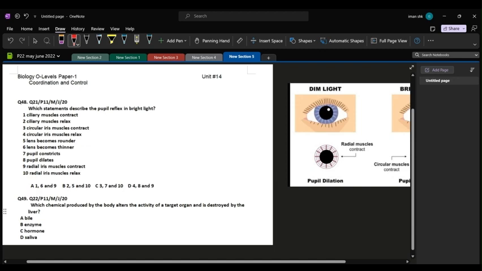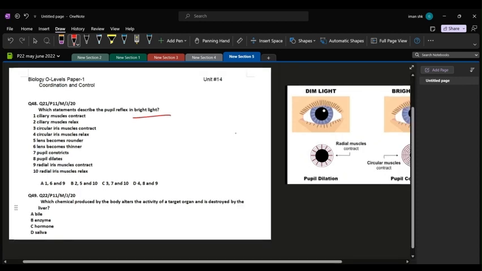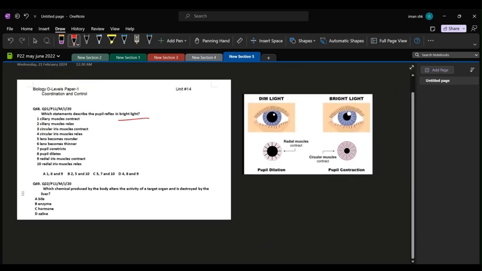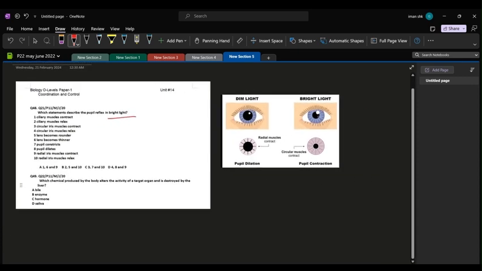Question number 48. Which statements describe the pupil reflex in bright light? Now, here's a picture attached which would help you visualize and understand better. So, in bright light, the first thing you need to know and first thing you can see in this image is that your pupil has been constricted. So, it is option 7, and we can see that only in option C, 7 is marked.